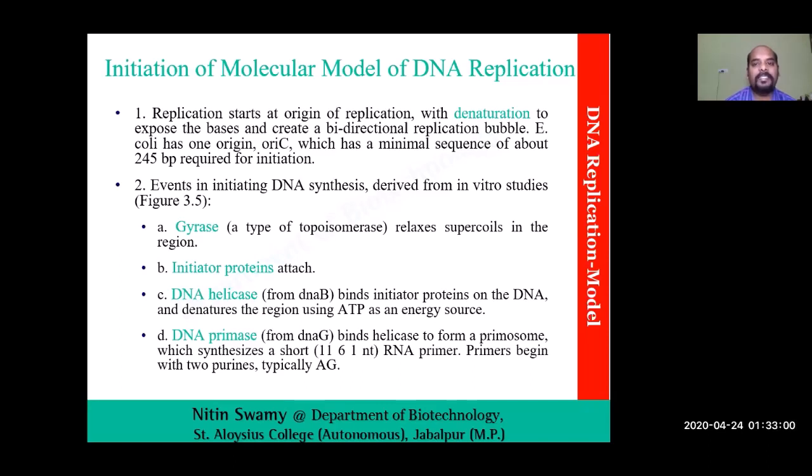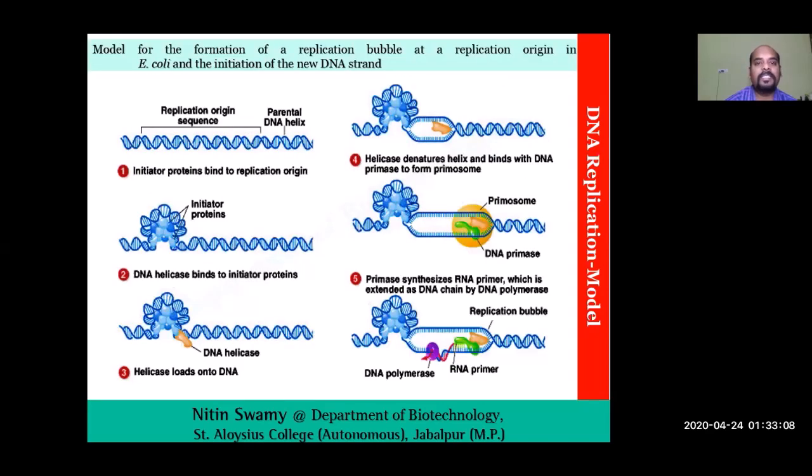After that, enzymes like gyrase, initiator proteins, DNA helicase, and DNA primase come together and create a complex called the replication fork. In this diagram, we can see the various steps of creation of the replication bubble. In the first diagram, initiator proteins bind to the replication origin sequence. In the second step, initiator proteins start melting the DNA, and then DNA helicase comes and attaches to the complex.